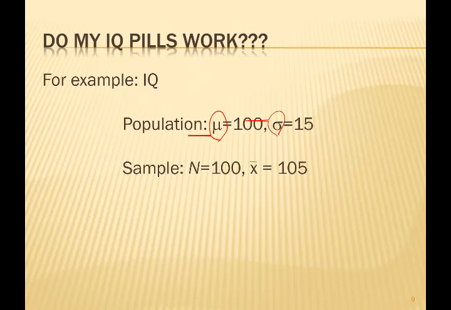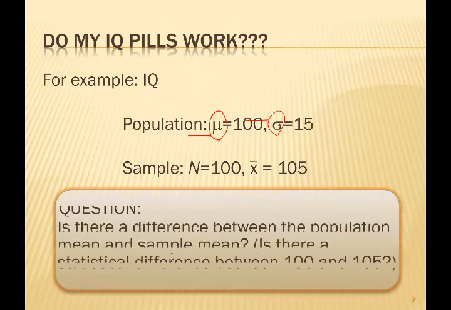They were at 100 before they took the pills. Now after the pills, their sample mean came out to be 105. So the question is, did that increase of 5 points in IQ come from the IQ pills, or did it happen by chance? We can assume there's a little bit of an increase, but it's not significant enough for me to label on the bottle that the pills significantly increase IQ.